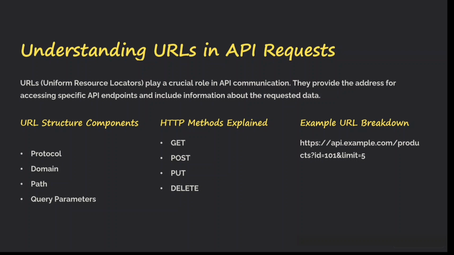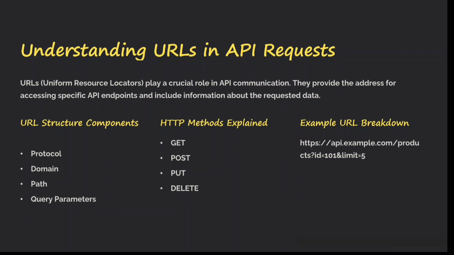Okay, so a URL has some components. First is the protocol, like HTTP and HTTPS. Then we have the domain, a domain name like www.google.com. Then we have the path, like www.google.com/search, and the query string. These things come under path and query parameter. And we have some basic HTTP methods like GET, POST, PUT, and DELETE. Those are HTTP methods.